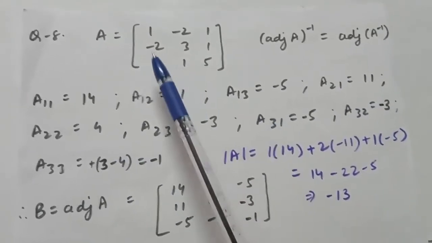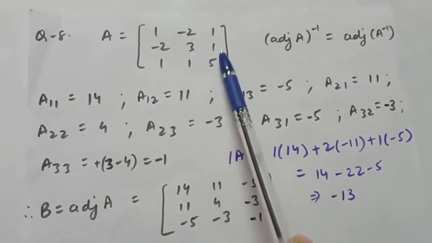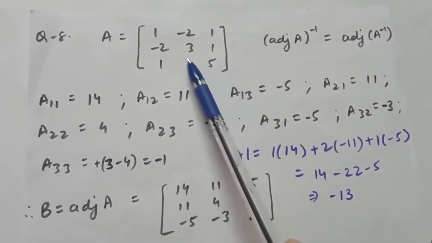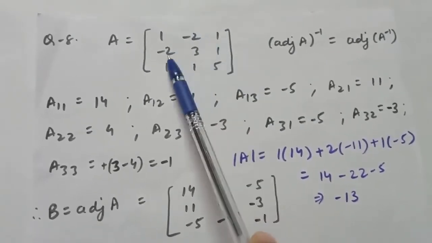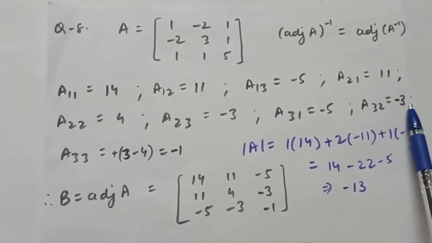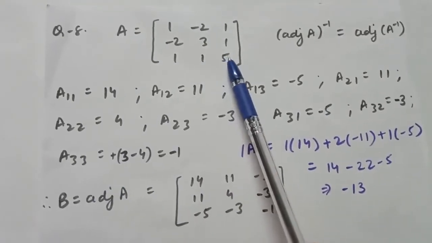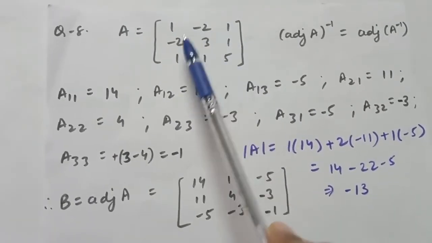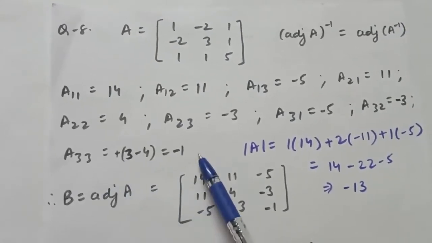Now for this element, leave the third row and the first column. So you will get minus 2, minus 3, minus 5. Now for this element, leave the third row and second column. So 1 plus 2, that is 3, but it will get multiplied with minus 1 also. So minus 3. And this A33, that is the cofactor of this element. So leave third row and third column. So you will get 3 minus 4, which is minus 1, because it will get multiplied with plus 1. So it will be minus 1.